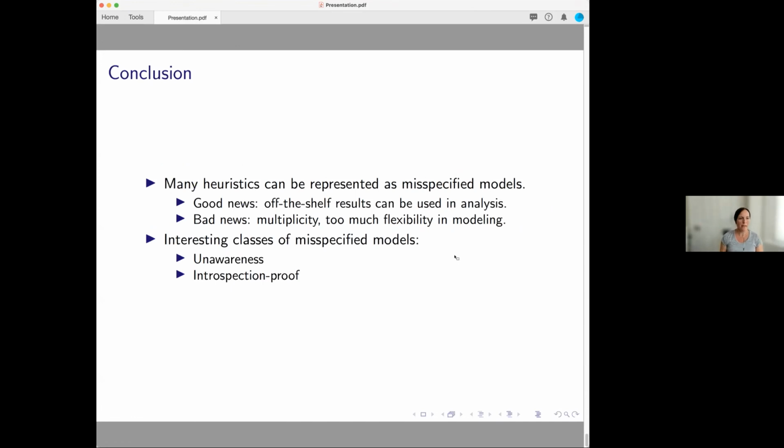So what are the key takeaways? Many heuristics can be represented as misspecified models. This is good news because we can use off-the-shelf results from a more tractable analytical framework to analyze these heuristics. But it's bad news because there's a multiplicity and therefore too much flexibility in modeling. And then we examine two interesting classes of misspecified models and show that these actually uniquely pin down the mapping from the heuristics to the misspecified model. And so they give us more structure in terms of how to use misspecified models to capture these heuristics.